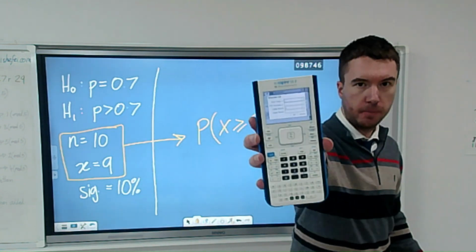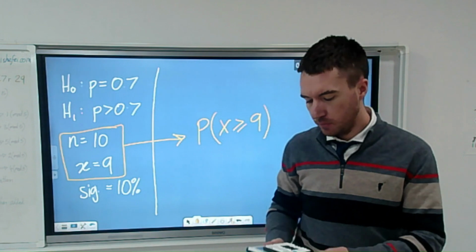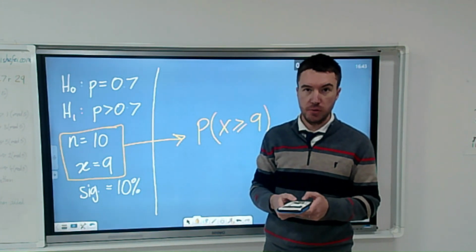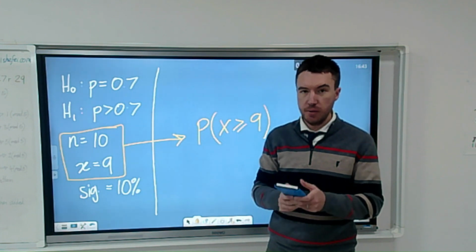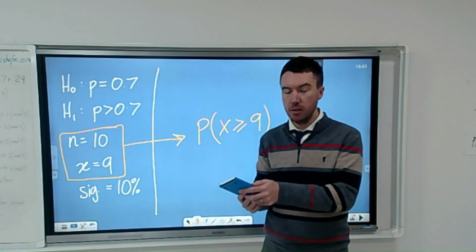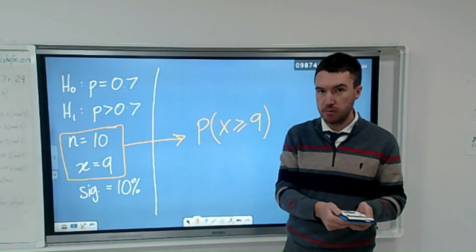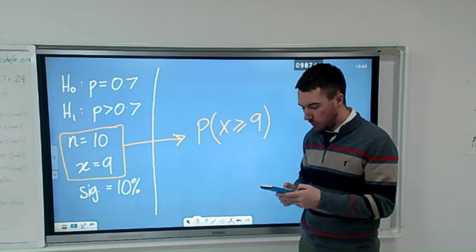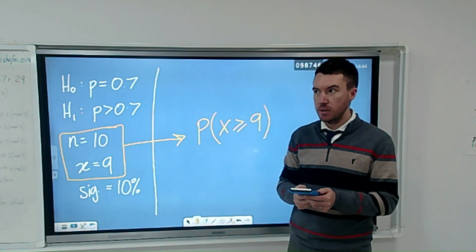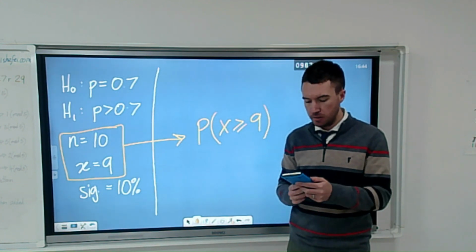So we'll get this. Number of trials is 10. Probability of success is 0.7, because we assume our null hypothesis is true until it has been disproven. Our lower bound is 9, our upper bound is 10, because that's the highest possible number of successes from 10 trials.